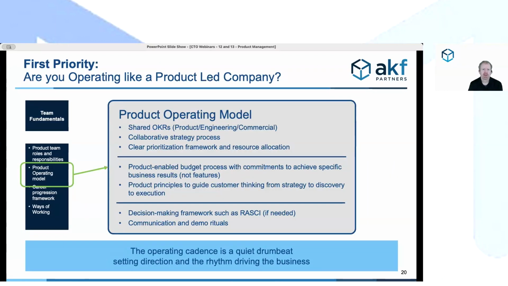So the operating model: shared OKRs, a collaborative strategy process, a clear framework for deciding what you're going to do and not do, focused on outcomes, having that set budget, and communication and demonstration rituals. You've got to constantly be showing feedback, getting that customer feedback. If you run into some territorial disputes, that's where a RACI framework is helpful. Some of you may have heard the term RASCI, but it's the same thing. But you need to have a consistent rhythm. So product managers need to have basically their own operational cadence, and that drives the business.